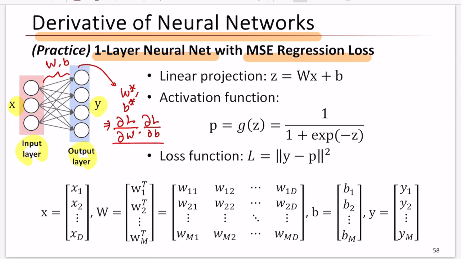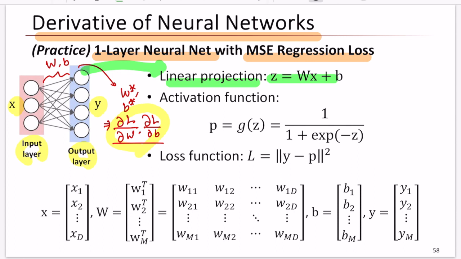That's going to be our strategy. So the question is how to find the loss gradient with respect to W and the loss gradient with respect to B. In this scenario, we have three layers. For example, a linear projection layer here: Z is equal to W times X plus B.